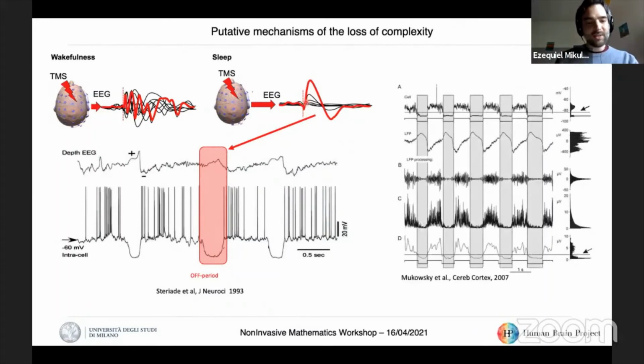But unfortunately, having this level of detail, this resolution in humans is very, very difficult. But fortunately, this down state is associated with a decrease in the power of the high frequencies when measuring the local field potentials that Gabriele was talking about before, for example.